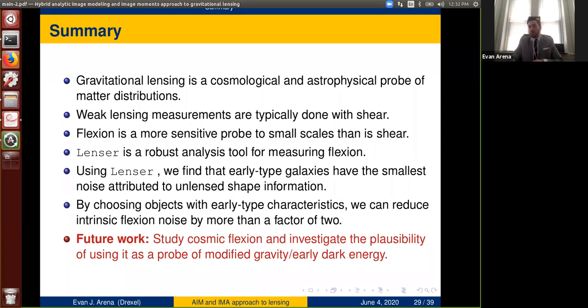So as for my future plans after this project, I plan to study cosmic flexion, the analog to cosmic shear, because I believe that this may be a powerful probe that is uniquely sensitive to modified gravity theories on intermediate scales.